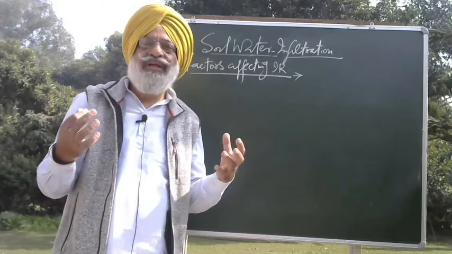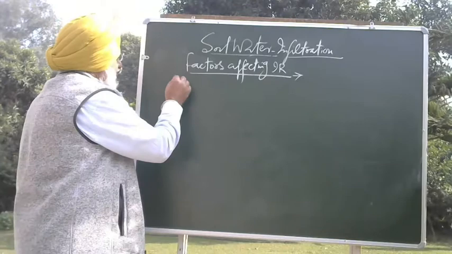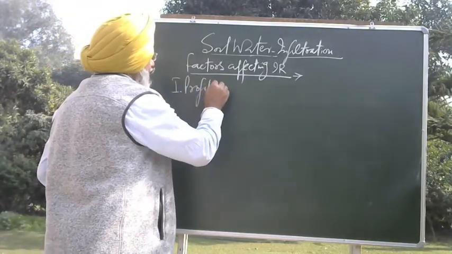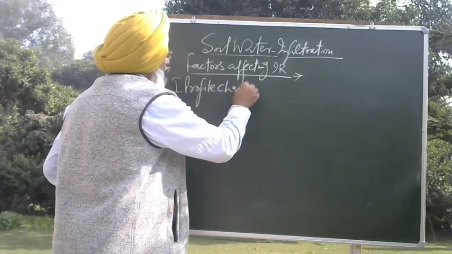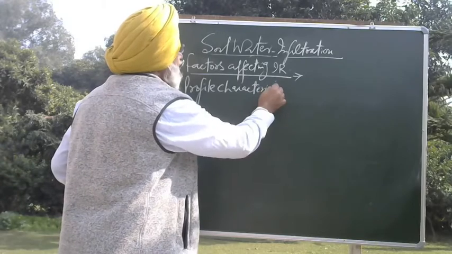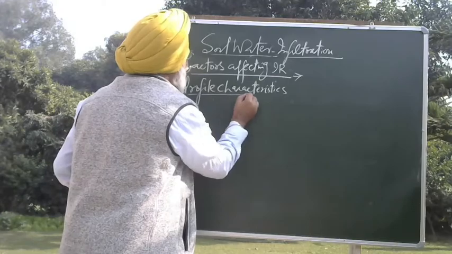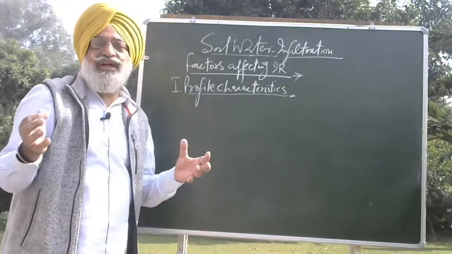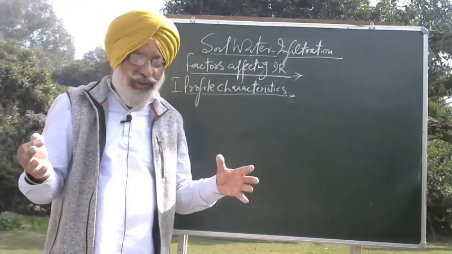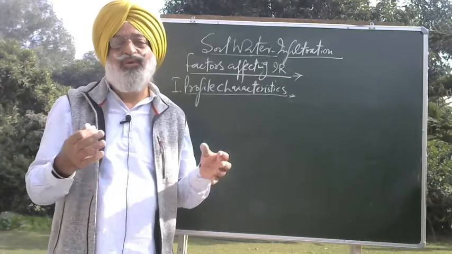So we will be clubbing these factors under four categories. So first category is profile characteristics. Since I told you that this is the process of entry of water into the soil, so of course the surface conditions of the soil will determine the rate at which the water moves into the soil.